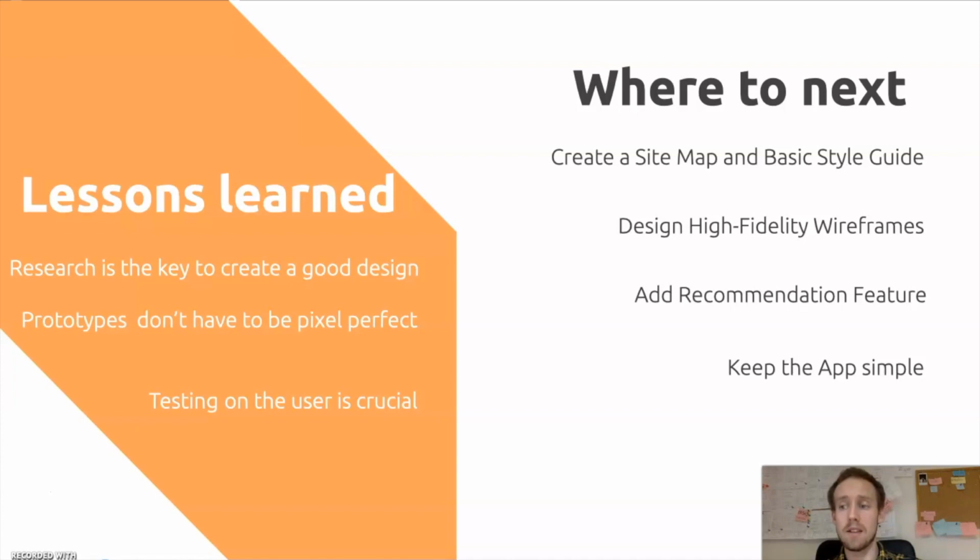In the upcoming months, I would like to create a sitemap to get an overview of the app and start creating a style guide to be consistent. After the second round of usability testing, I will design high-fidelity wireframes and implement the recommendation feature. But I think the biggest challenge is to keep the app and its navigation simple, because it connects 3 very different features such as language learning, live calls, and adding vocabulary.